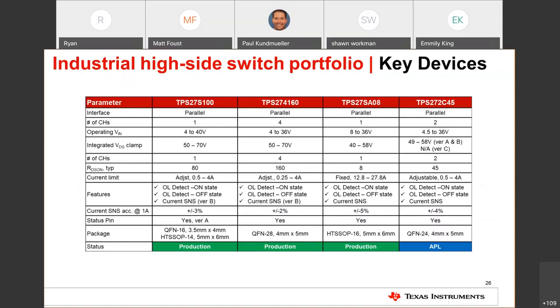To sum it up, there are 4 new devices that we have out of the high side switch family: TPS27S100, the TPS274160, and the TPS27SA08. And last but not least, the TPS272C45, which will be released to market at the end of August. But you can find prototype samples today on TI.com.